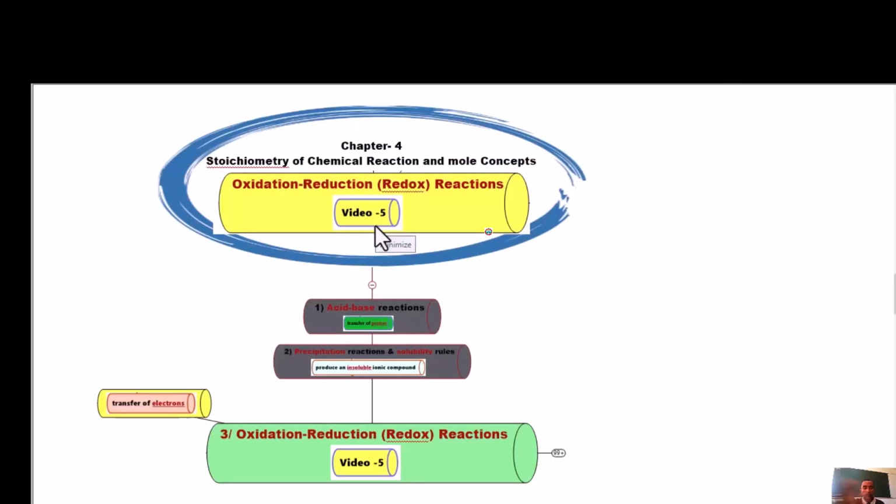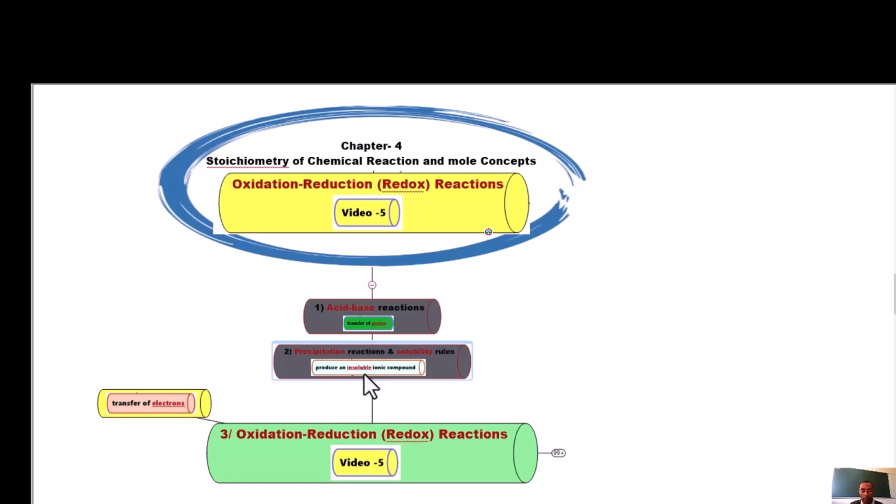Hello students, this video is a continuation of the classification of chemical reactions. In the previous fourth video you learned that chemical reactions can be broadly classified into three major categories: 1. acid-base reaction, 2. precipitation reaction, and 3. oxidation and reduction reaction. We learned that an acid-base reaction involves transfer of a proton, and a precipitation reaction produces an insoluble ionic compound.